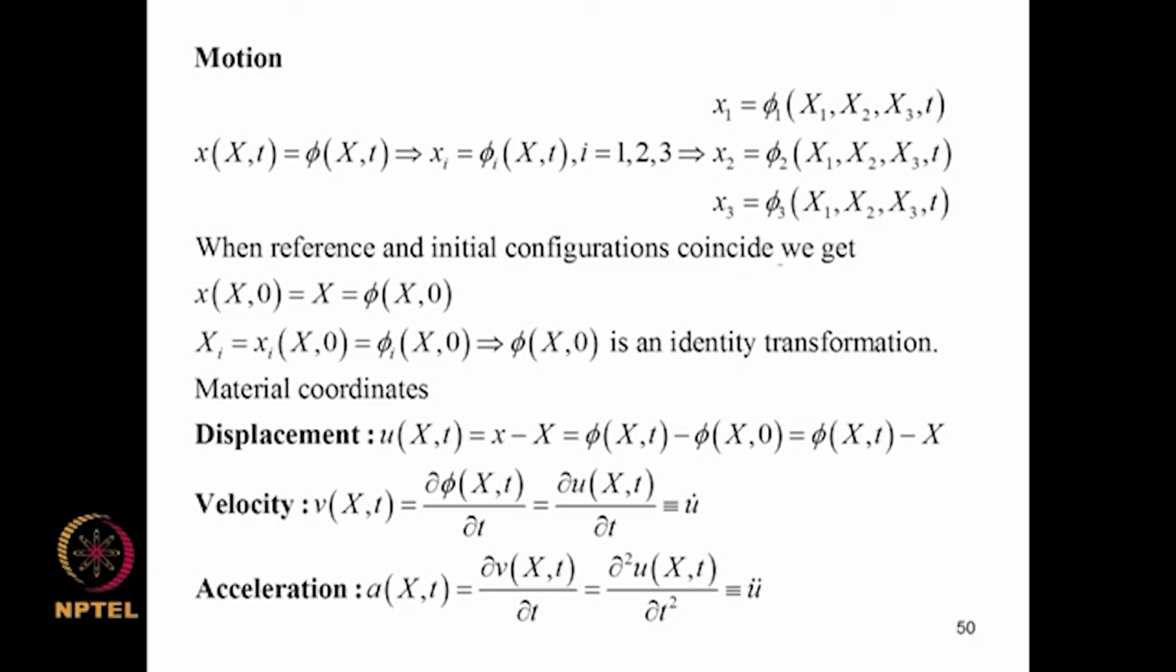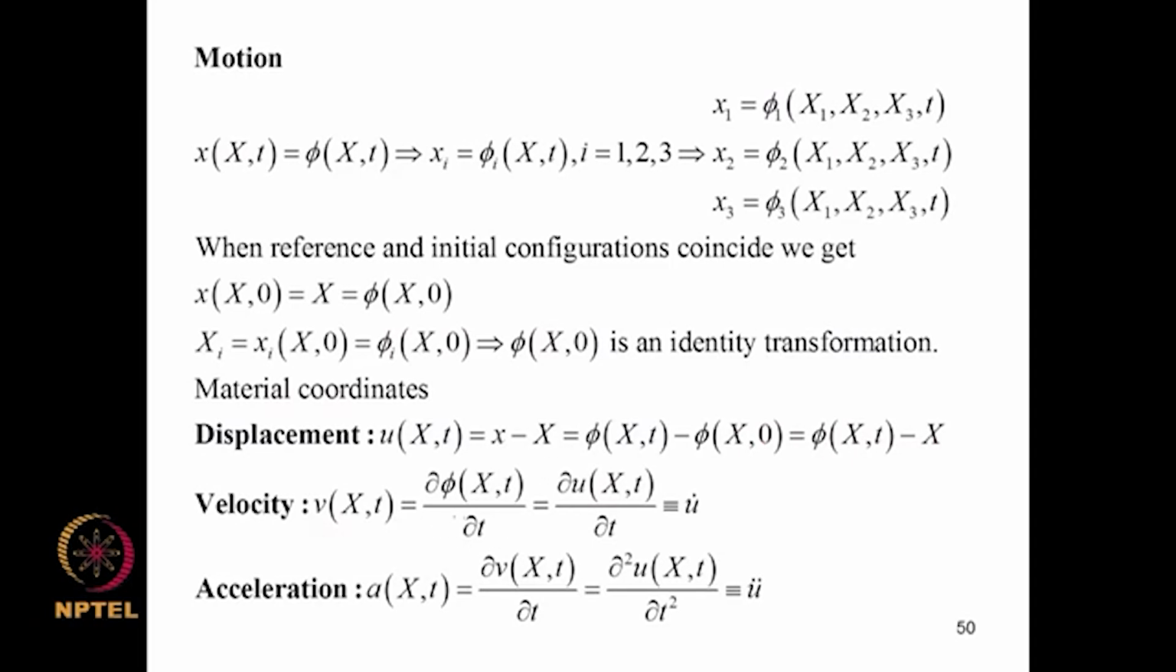When reference and initial configurations coincide at t equal to 0, x of X comma 0 is capital X. That would mean phi of X comma 0, so xi of X comma 0 is the definition, which is phi i of X comma 0, and this is an identity transformation. So, in material coordinates, displacement is given by x minus capital X, which is nothing but phi of X comma t minus phi of X comma 0, or phi of X comma t minus capital X.